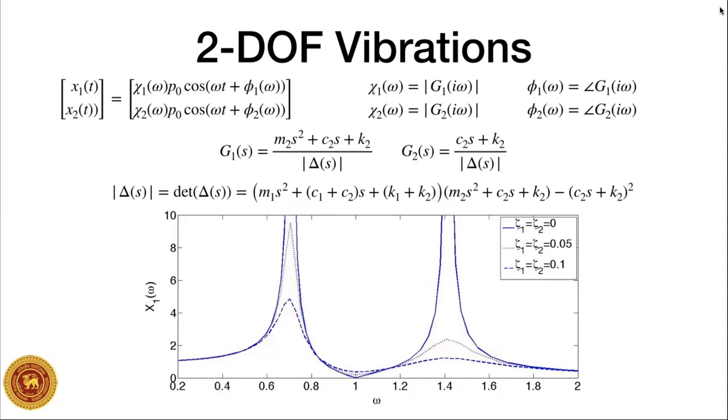And so like in the 1 degree of freedom case, you have resonance, but the only difference is now you have 2 resonance frequencies. Why? Because this polynomial is a 4th order polynomial in omega.